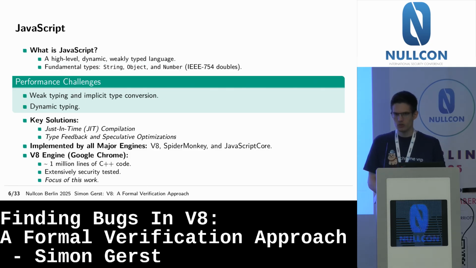I will focus on the V8 engine, which has about 1 million lines of code, and it's already extensively security tested. There are teams at Google working on the security of V8 the whole time. There are external researchers too. They run a bug bounty program where they pay a lot of money for researchers to find bugs. So it's a pretty hardened target, and finding any bug in it is an achievement.